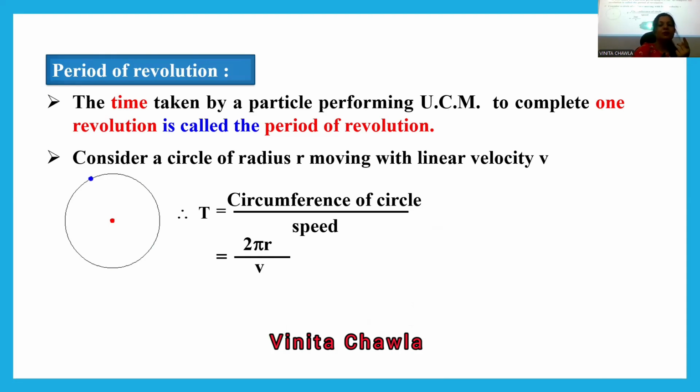So in place of v, we can write r omega. है ना? v क्या होता है? Omega r. So you have v in the denominator; in place of v here, we can write omega r. So r क्या हो जाएगा? Cancel. और T क्या आ जाएगा? 2 pi by omega. Omega is angular velocity.